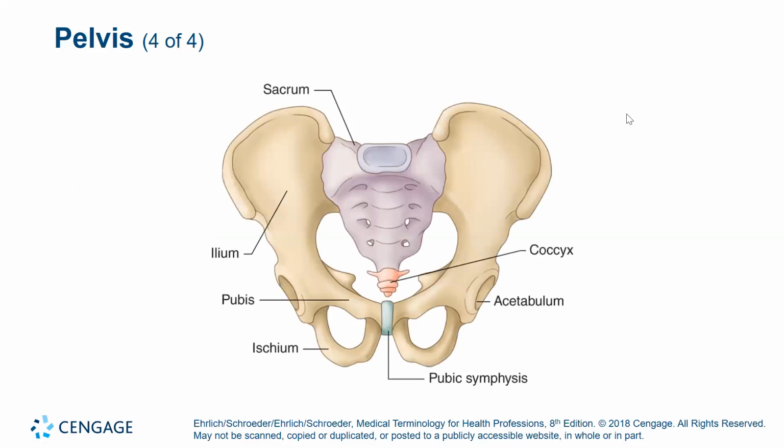And you can see the figure here. This is the anterior view of the pelvis. We have the sacrum up here, ilium, pubis, ischium, pubic symphysis, acetabulum, and the coccyx is right here, tailbone is right here.